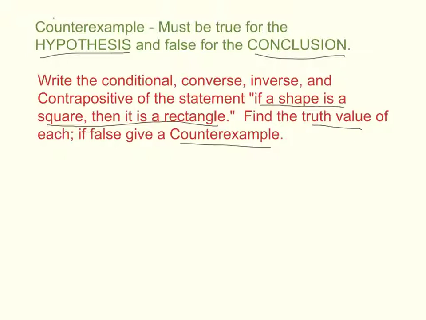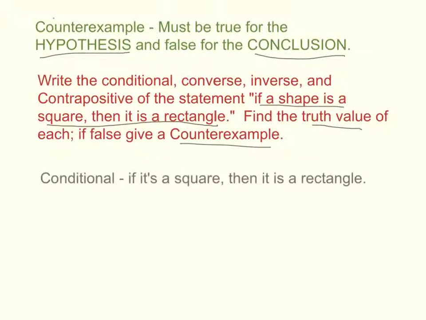So let's start with the conditional. If you guys want to pause the video and try to figure these out on your own, you can. I'd suggest it. But let's go through these. The conditional stays how it is, and I just simplify it. If it's a square, then it's a rectangle. And as you guys remember from geometry, that is true. So nothing else we need to do.